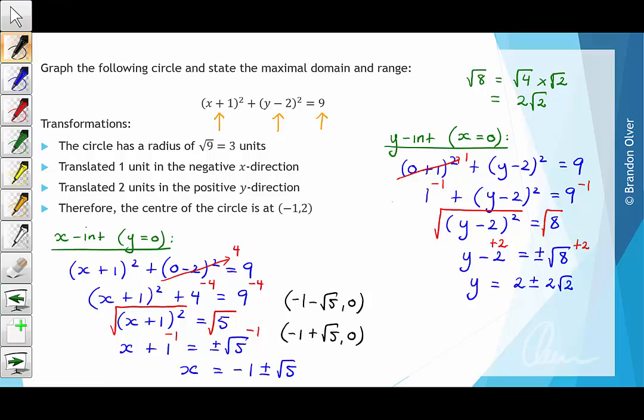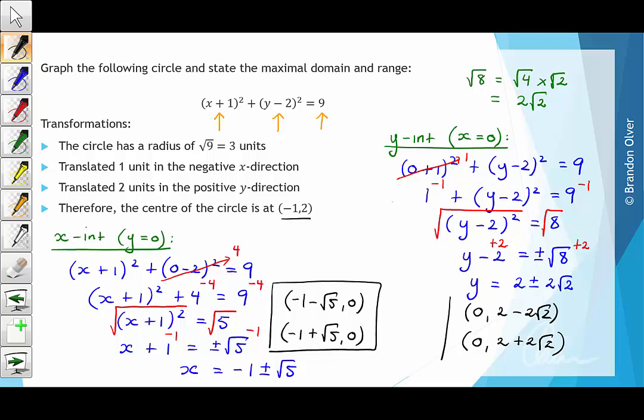So this gives us the two y-intercepts. The first one is (0, 2 - 2√2), and the second one is (0, 2 + 2√2). So on this slide, we found the center of the circle, which is at (-1, 2), 2 x-intercepts, and 2 y-intercepts.